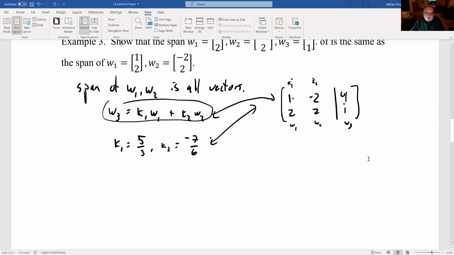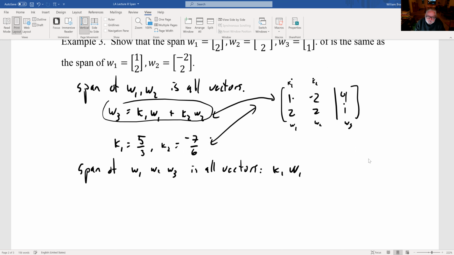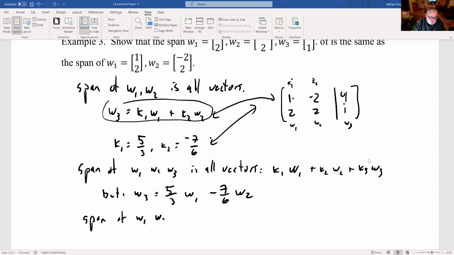So the span of W1, W2, and W3 is all vectors of a particular form: K1 W1 plus K2 W2 plus K3 W3. But W3 we know is 5/3 W1 minus 7/6 W2. So the span of W1, W2, W3 is all things of the form K1 W1 plus K2 W2 plus K3 times this, 5/3 W1 minus 7/6 W2.